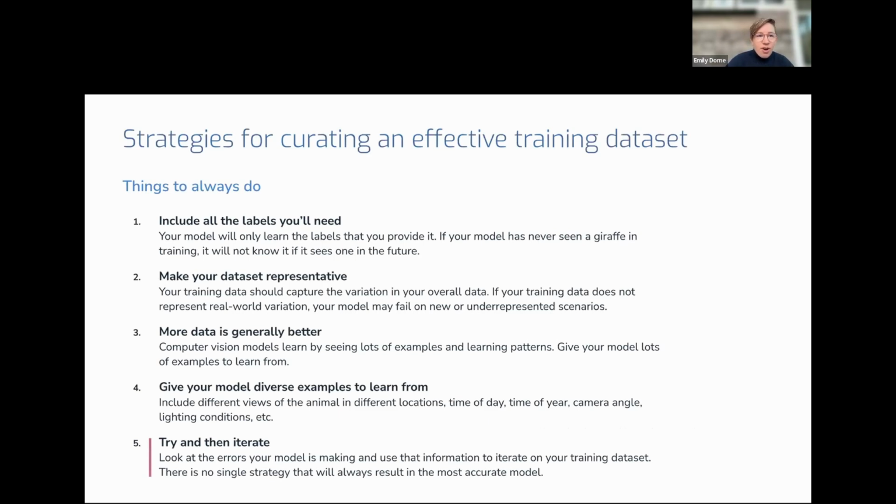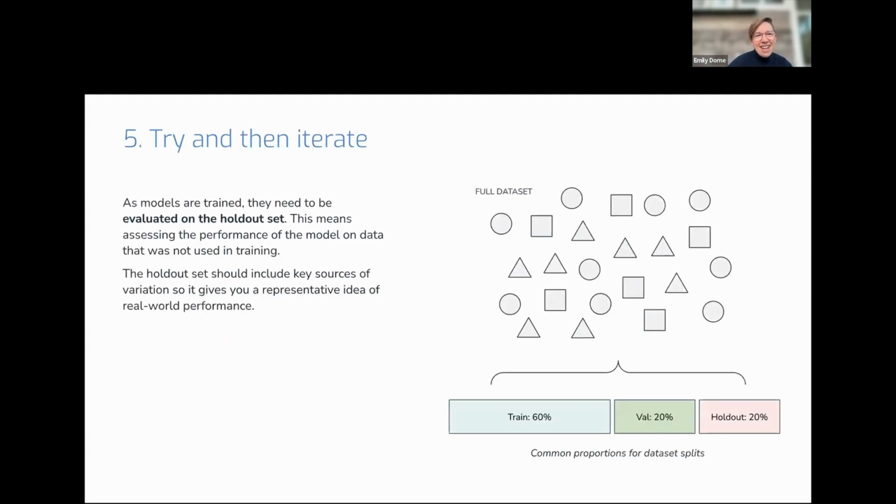The last strategy here is to try and then iterate. It's really important to evaluate your trained model on a holdout set and then use that information to iterate on your training data set. There is no single strategy that will always result in the most accurate model. If there were, I probably wouldn't be giving you this talk. We just have the list of things to do.